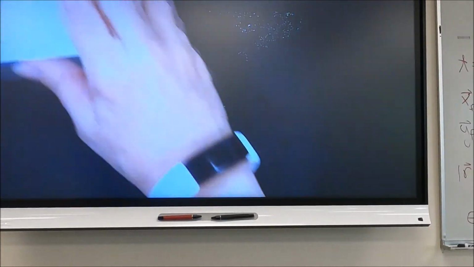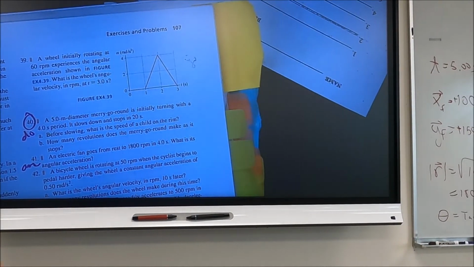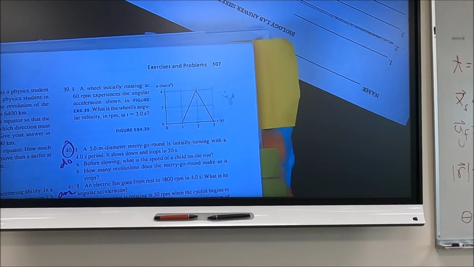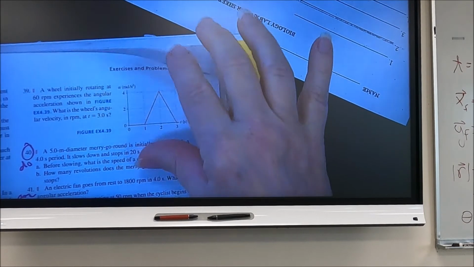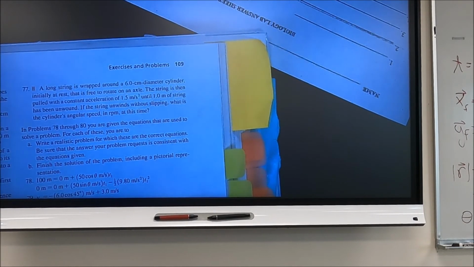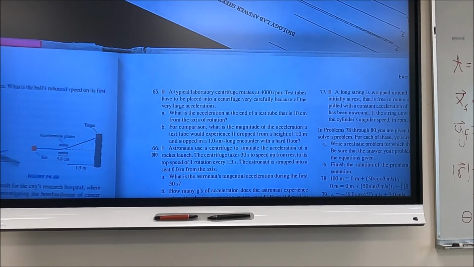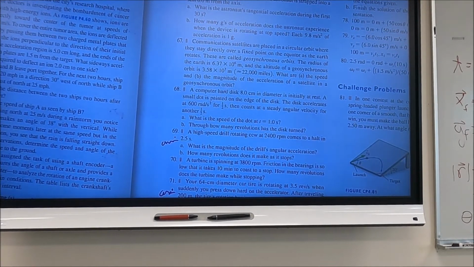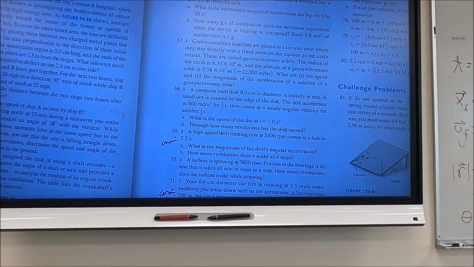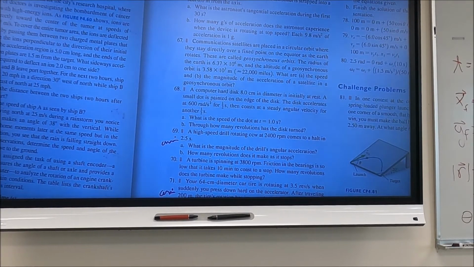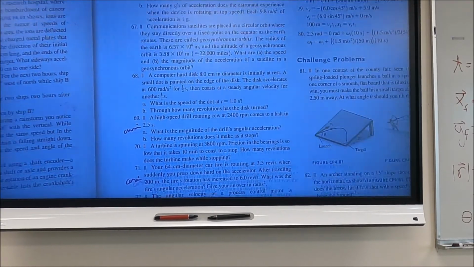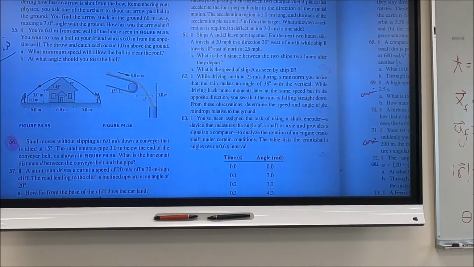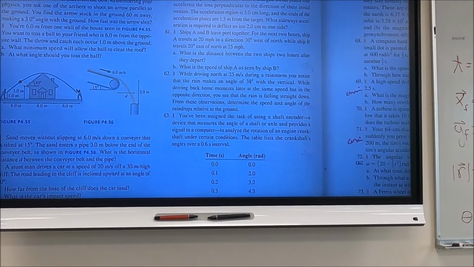Now, let's move on to another problem. We're going to look at problem 55 on page 108. Okay? I'm learning how to line things up with this document cam. It's not my normal setup. Wrong way. Okay, let's look at problem 55 there.